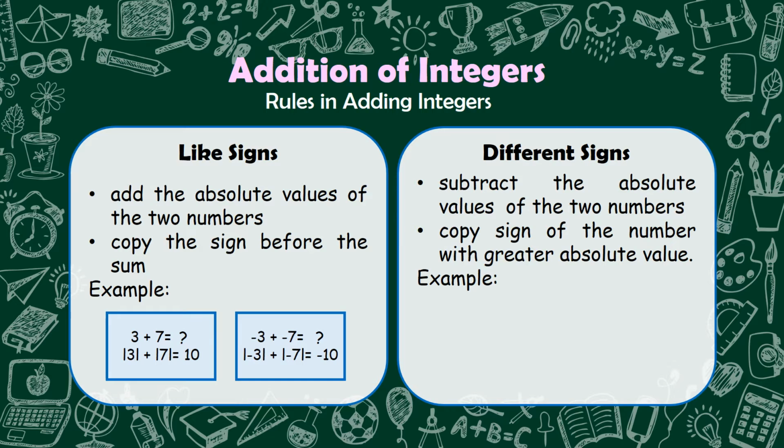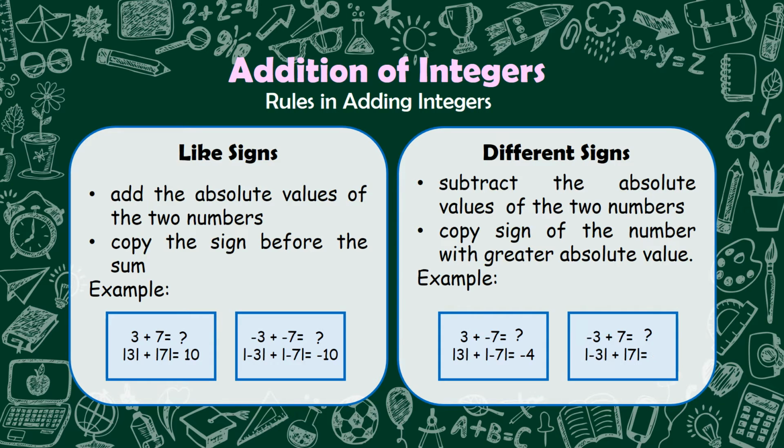Let us have the different sign. First is to subtract the absolute values of the two numbers. Then, copy the sign of the number with greater absolute value. Let us have the first example. 3 plus negative 7. We will take the absolute value of positive 3 and of negative 7. So we will subtract because they have different signs. So 7 minus 3 is equal to 4. And since negative 7 is greater in absolute value, our final answer will be negative 4.